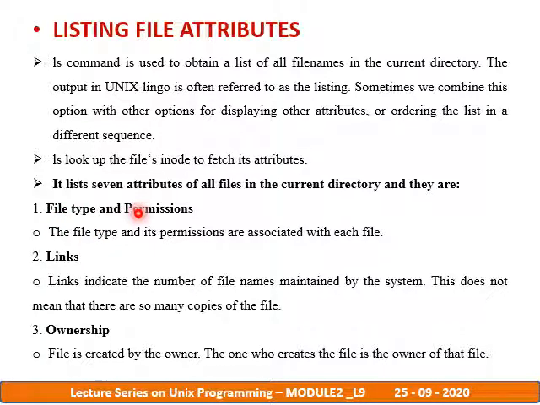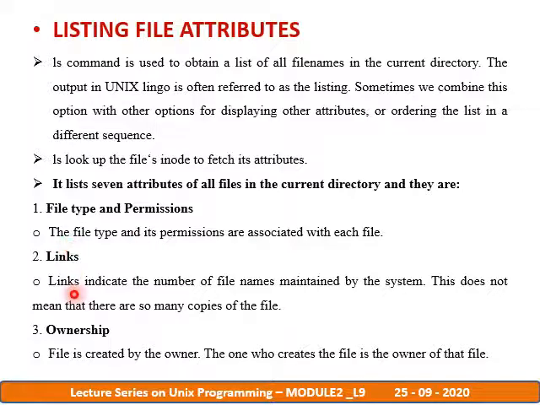What type of file is it, a regular file or a directory file? It is listed together with its permissions. Permissions such as read, write and execute will be assigned to the user, the group owner, and others. That permission is also associated with the file type. The first attribute is file type and permission. We will discuss it in detail one by one later.